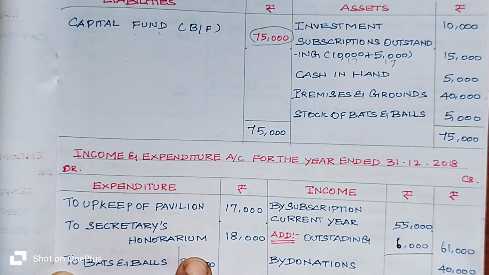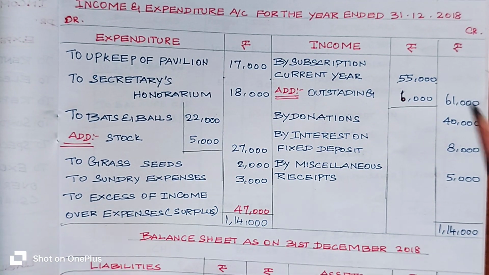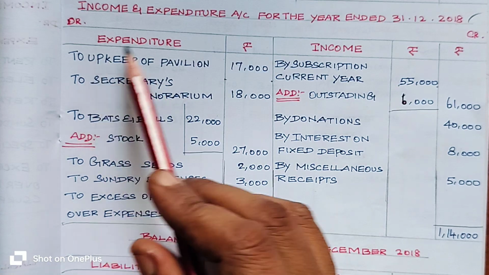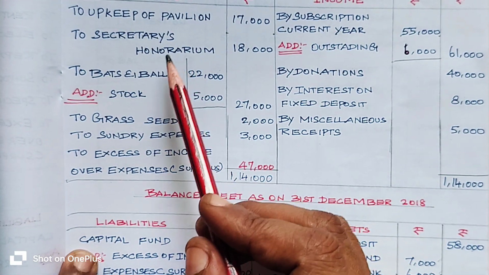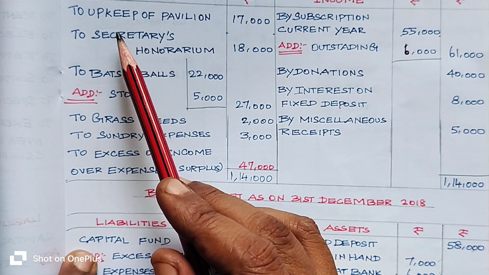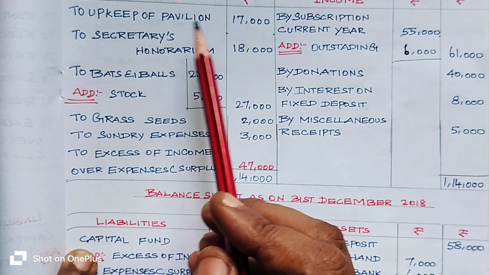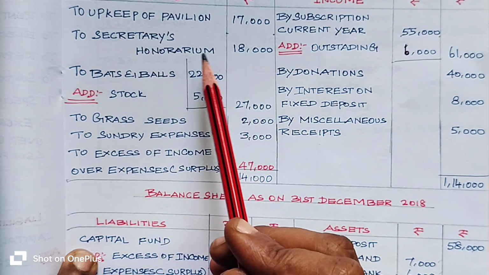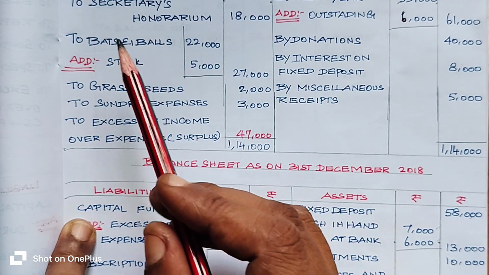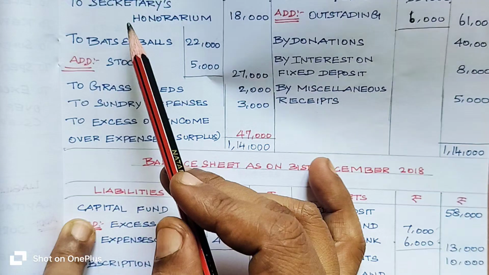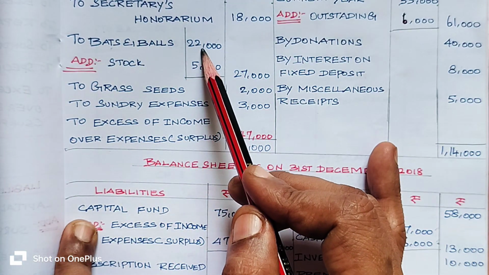Now we are going to prepare the income and expenditure account for the year ended 31st December 2018. The format is also prepared. On the expenditure side, we already marked in the question what items will appear. As per the format, we write upkeep of pavilion 17,000, secretary's honorarium 18,000, and bats and ball. We have the format for this item. Under the heading of sports items consumed, bats and ball purchased 22,000.